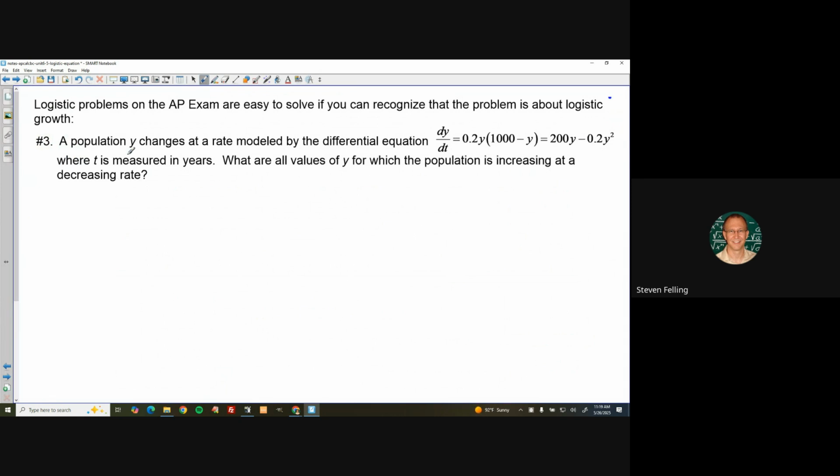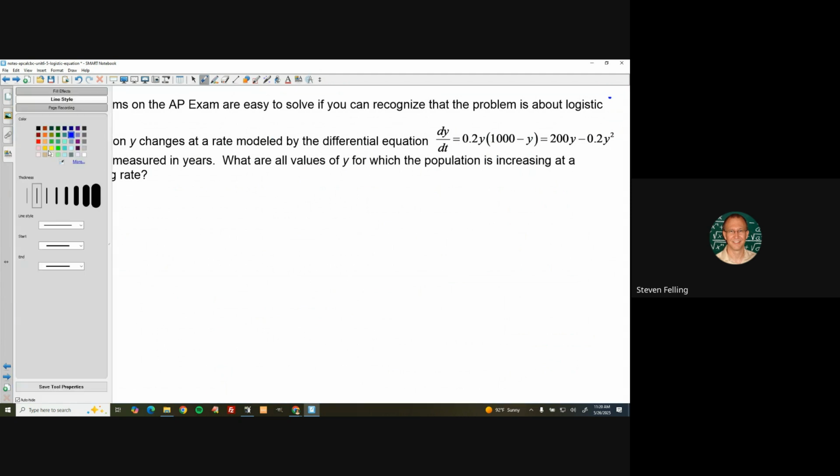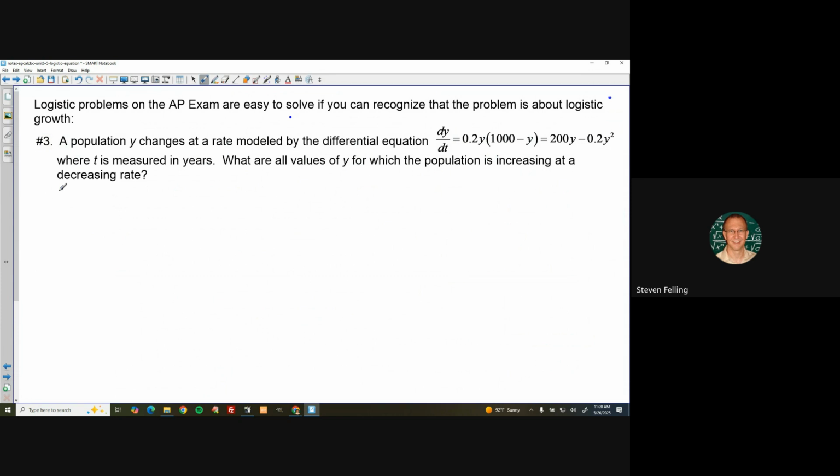A population Y changes at a rate modeled by this differential equation, where t is measured in years. What are all values of Y for which the population is increasing at a decreasing rate? Increasing at a decreasing rate. First of all, I would probably look at this and say, I think this actually is logistic growth. It doesn't state that in the problem, but we can put this in our form. This is why it's important to know the differential equation form. Logistic growth has this form.